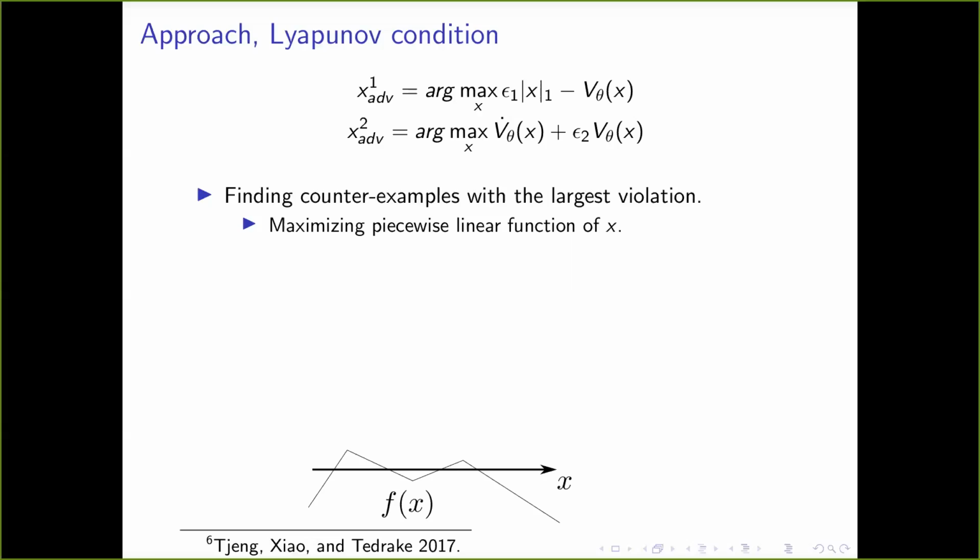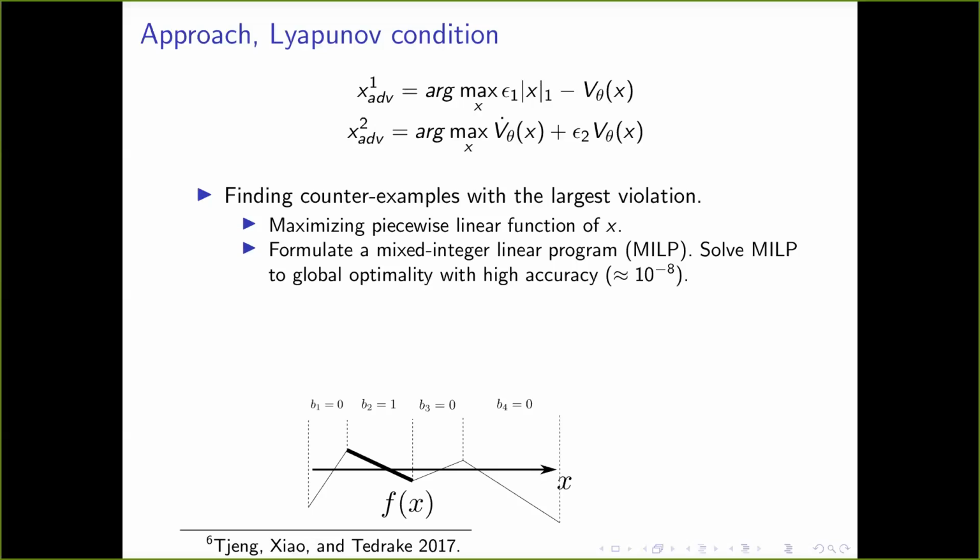It is well known that we can solve a mixed integer linear program to maximize a piecewise linear function. As a visual illustration, let's look at a plot in the bottom. You could think that we assign binary variables for each linear segment to indicate whether that linear segment is active or not. We can reliably solve the mixed integer program to global optimality with very high accuracy.